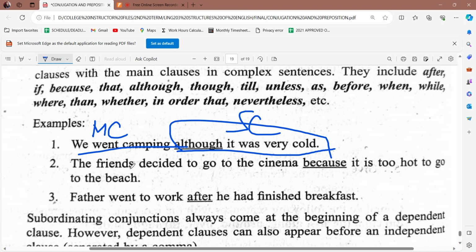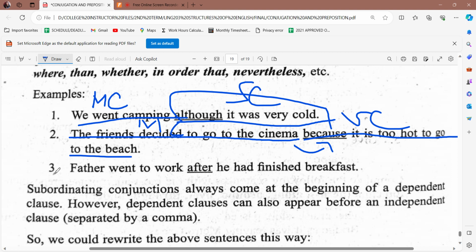While in the second example, we have "the friends decided to go to the cinema." So this one stops at "cinema" because the next word is already a subordinate conjunction. So the first is our main clause or independent clause, "the friends decided to go to the cinema," and then "because it is too hot to go to the beach" is already the start of our subordinate clause. If we read the sentence, it does not have a complete thought.